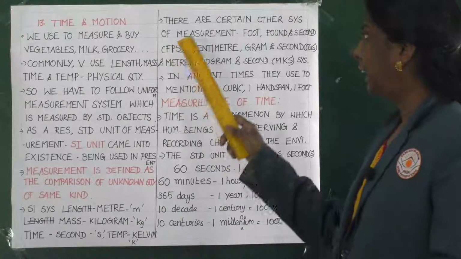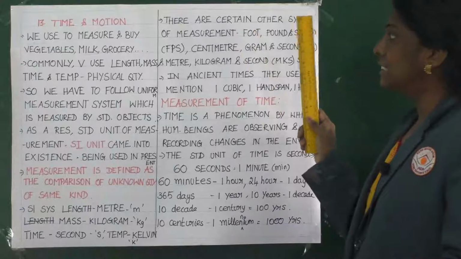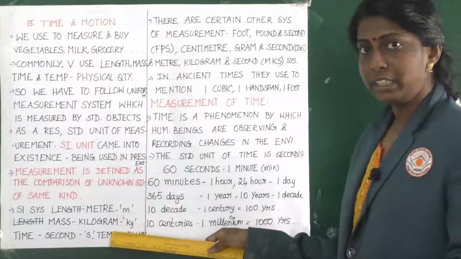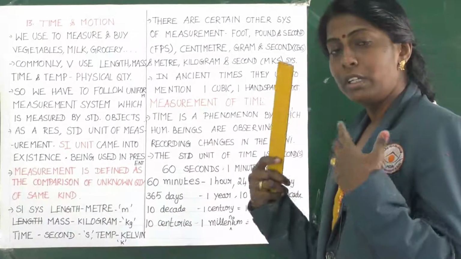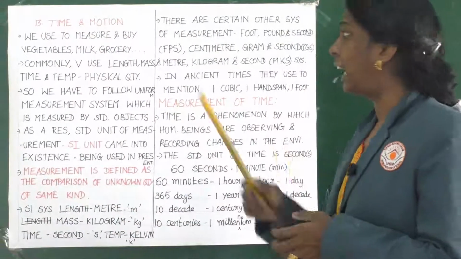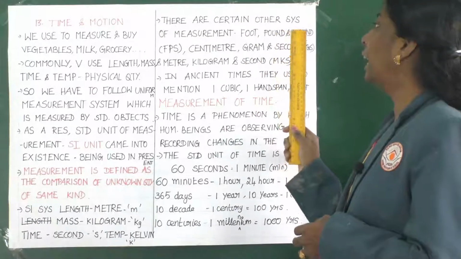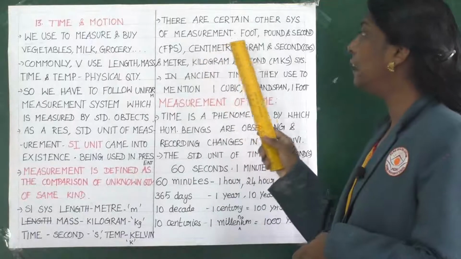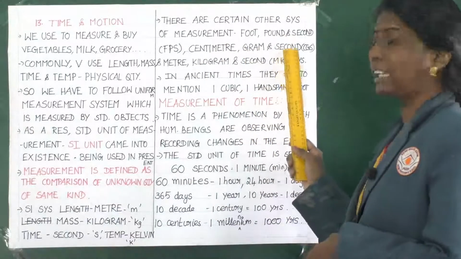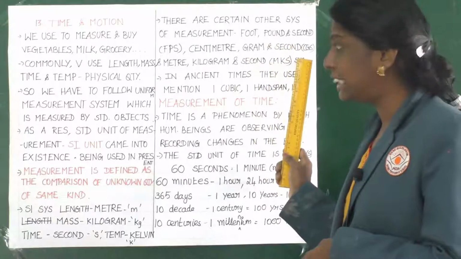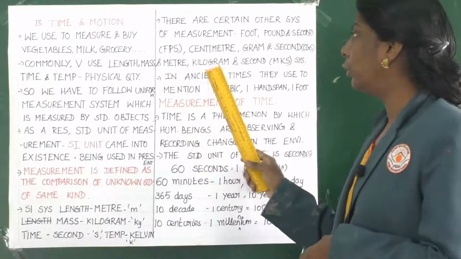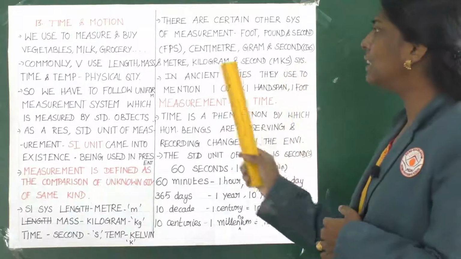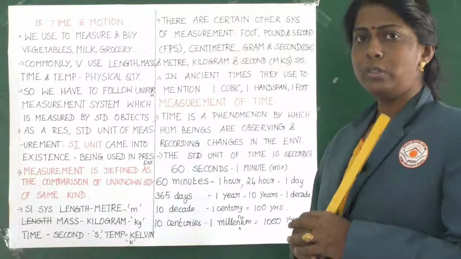Clear? There are certain other systems of measurement. Like the standard SI unit, there are some more measurement units like foot, pound and second, that is in short FPS, then centimeter, gram and second, that is in short CGS, meter, kilogram and second, that is in short MKS. All these systems we are using.